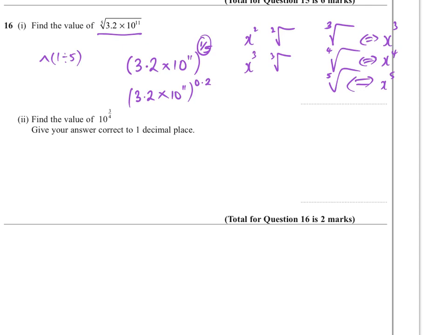So I'm going to open the bracket, 3.2 times 10 to the power 11, close bracket, and then do to the power 0.2. Sometimes you don't need the brackets, but I'm just going to play safe. For some reason I just pressed delete by mistake. So 3.2 times 10 to the power 11, close bracket, to the power 0.2, and I actually get 200 as my answer.